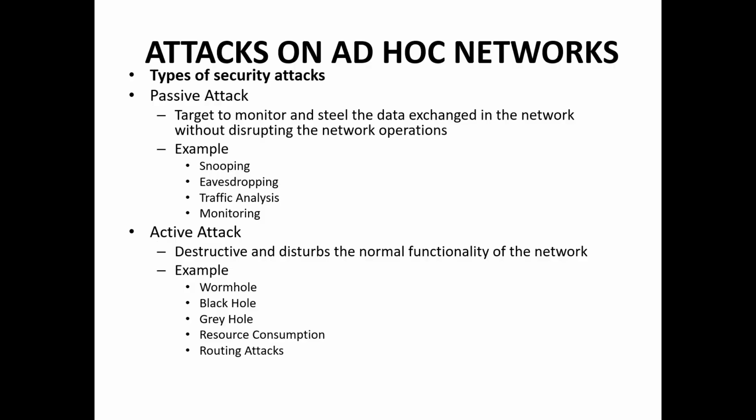What are all the attacks on ad hoc networks? Types of security attacks: passive attacks and active attacks. Passive attacks target to monitor and steal the data exchanged in the network without disrupting network operations, for example, snooping, eavesdropping, traffic analysis, and monitoring. Active attacks are destructive and disturb the normal functionality of the network, for example, wormhole, black hole, gray hole, resource consumption, and routing attacks.